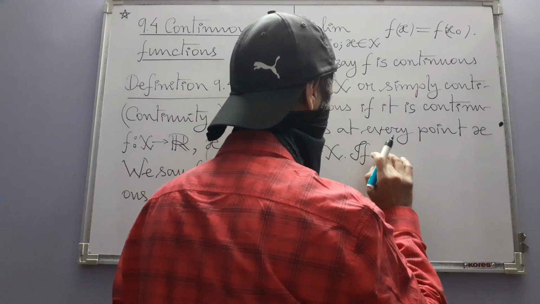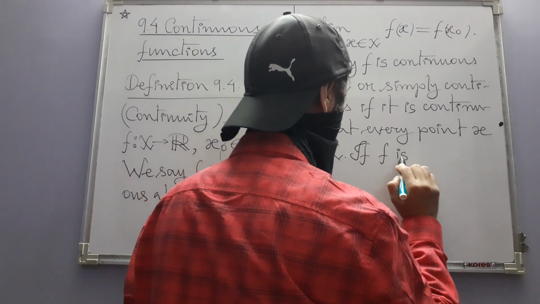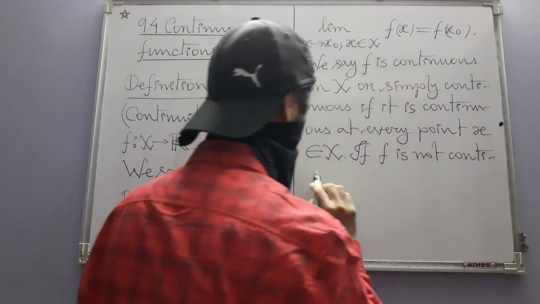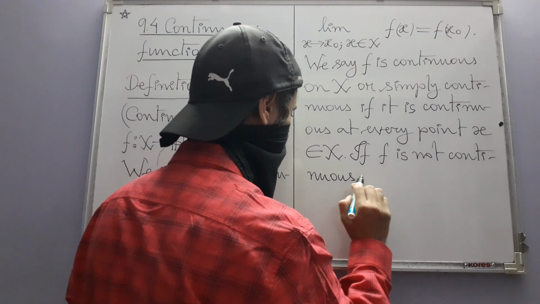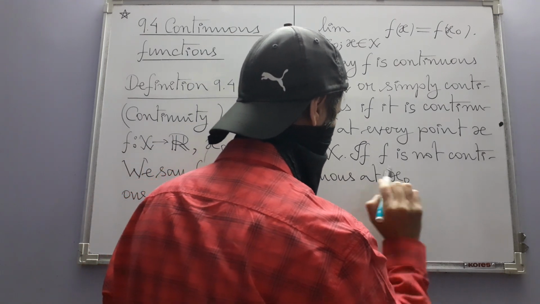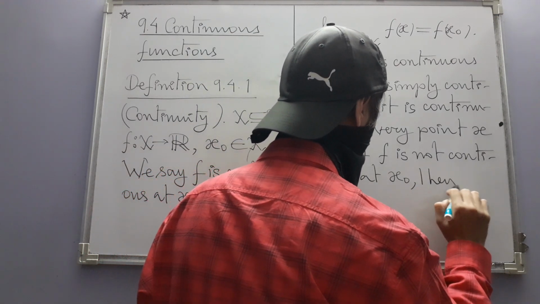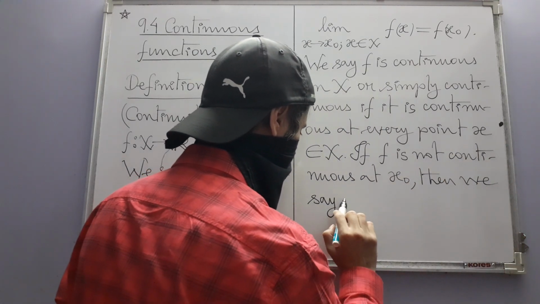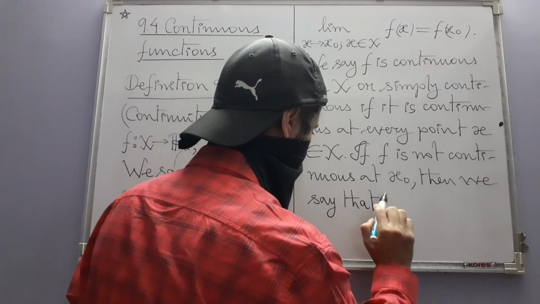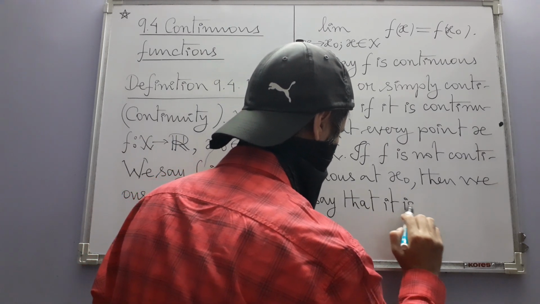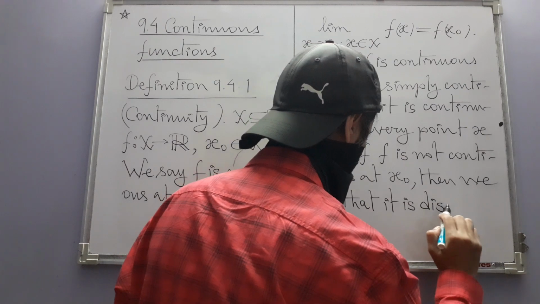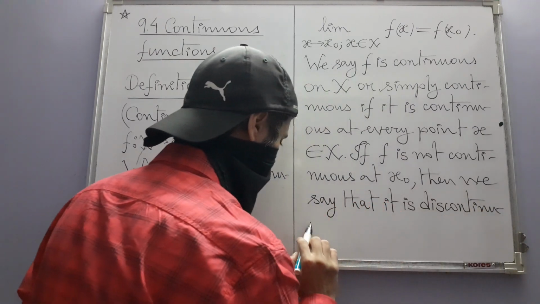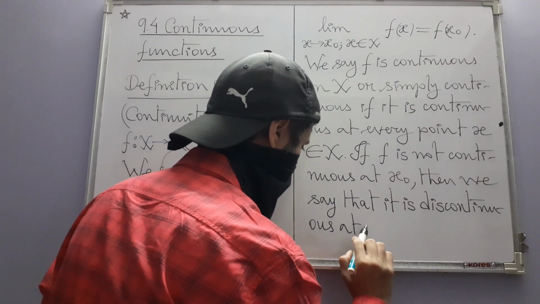If f is not continuous at x naught, then we say that it is discontinuous at x naught.